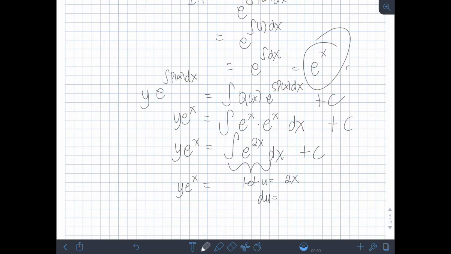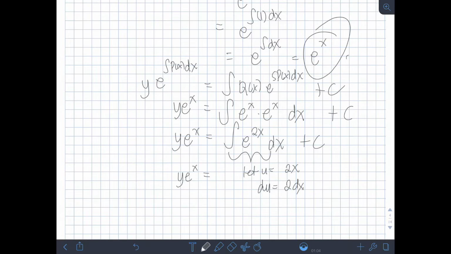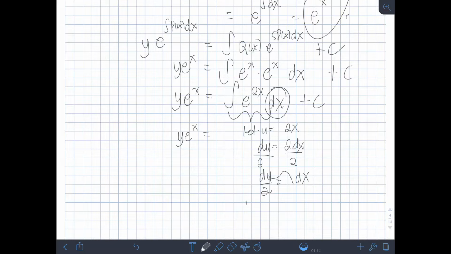So, differentiate both sides. du is equal to 2 dx, right? So, therefore, divide both sides by 2, we have du over 2 is equal to dx. So, therefore, itong dx, pwede nating palitan neto ng du over 2. So, parang integral ng e raised to, yung 2x, ginawa nating u, tapos yung dx, du over 2.